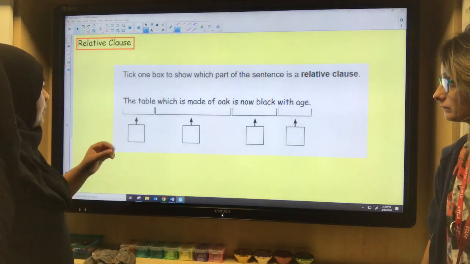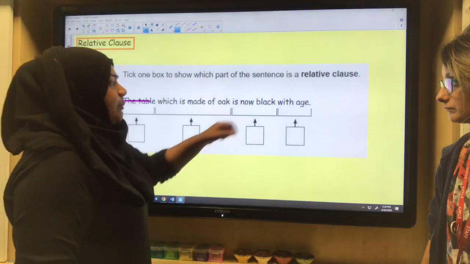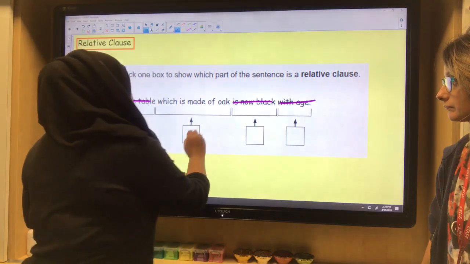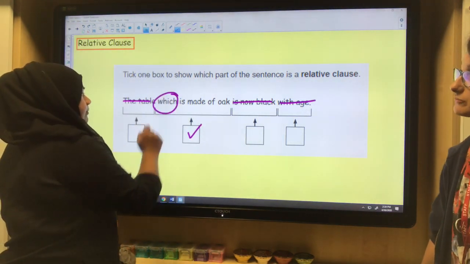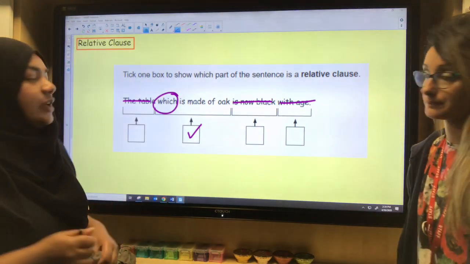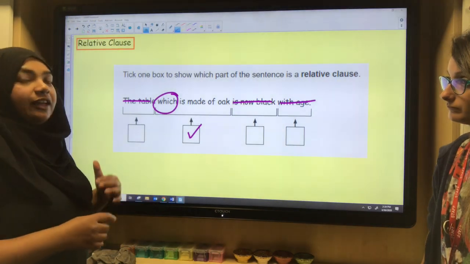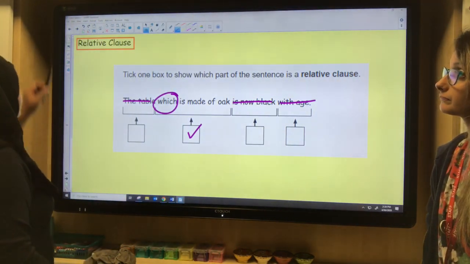So if we have a look, would it be "the table"? No. There's no relative pronoun there. Would it be "is now black"? No. "With age"? No. So we know it's this. Why do we know it's this, Mrs. Gale? Because it starts with "which," which is a relative pronoun, and also "which is made of oak" is extra information as a clause. So hopefully you got those accurate. And if not, go back and look at relative pronouns and clauses yourself. You can always do some independent study if needs be.